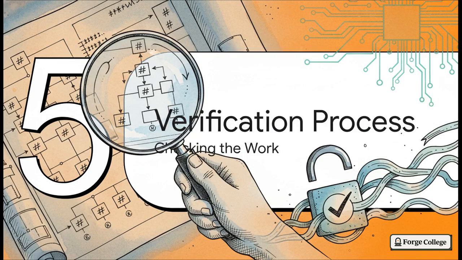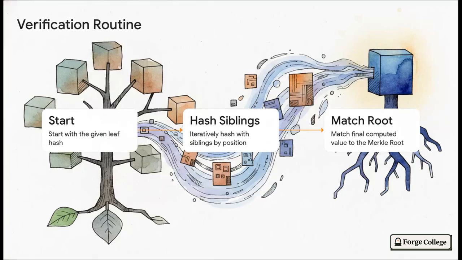Section 5. The verification process. Let's check our work. We are officially switching gears here from the builder on the factory floor to the verifier checking the final blueprint. How do we prove those breadcrumbs we just collected are real? We run the verification routine.